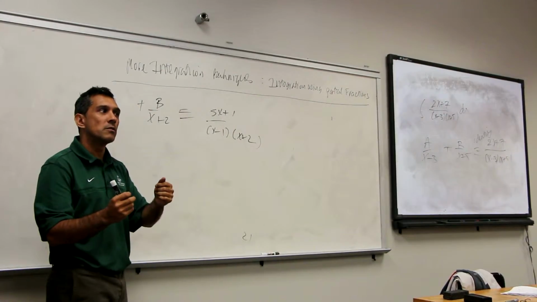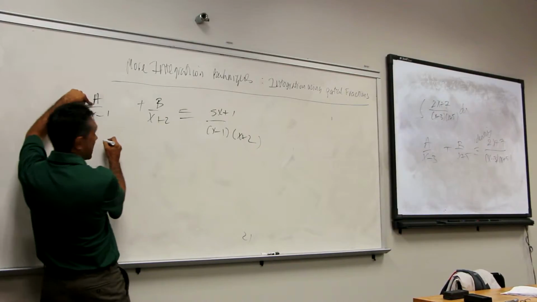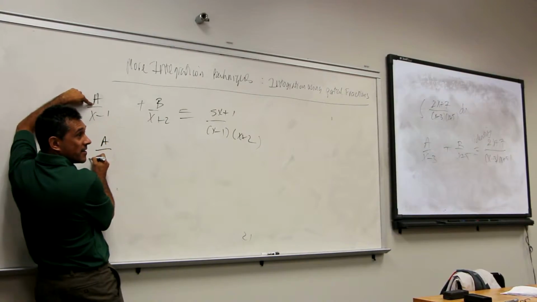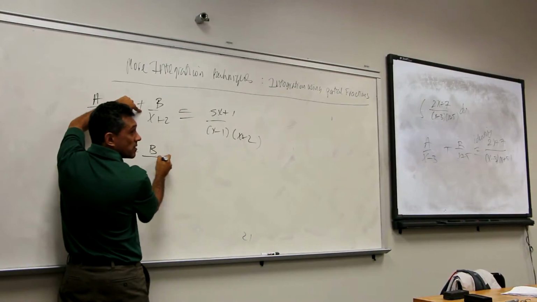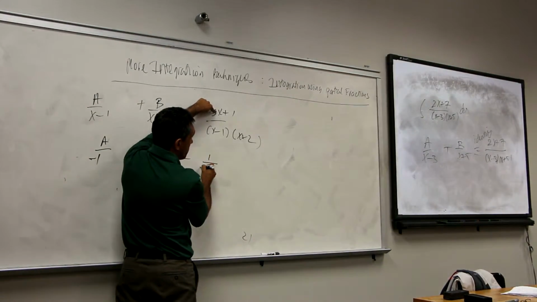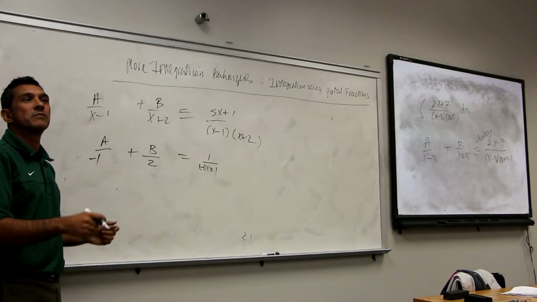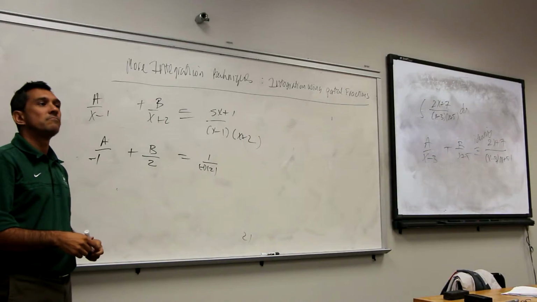0 is good. What do we get here? A over plus b over is equal to 1 over. And then you have your first equation for A and B. What do you do next?